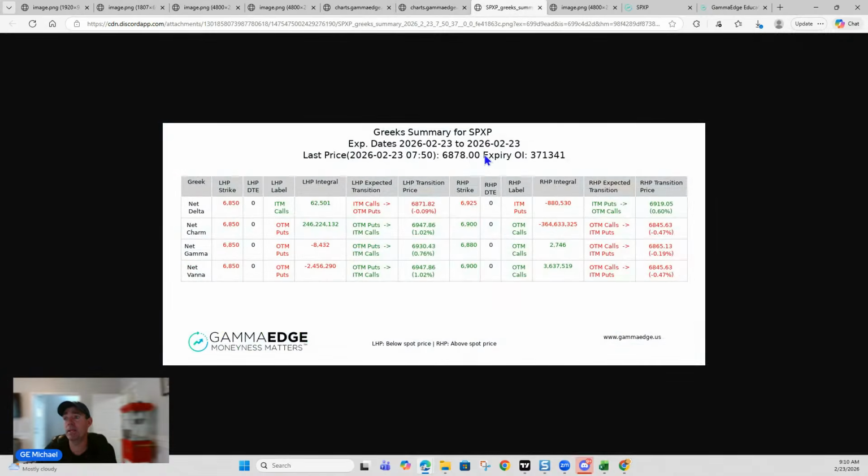All right, SPXP net stat command. Again, I posted this morning about how 7 or 8 points could change the overall structure.